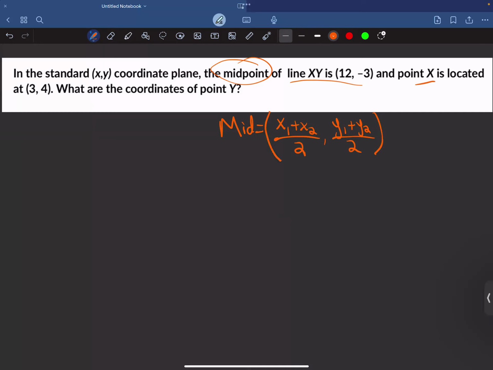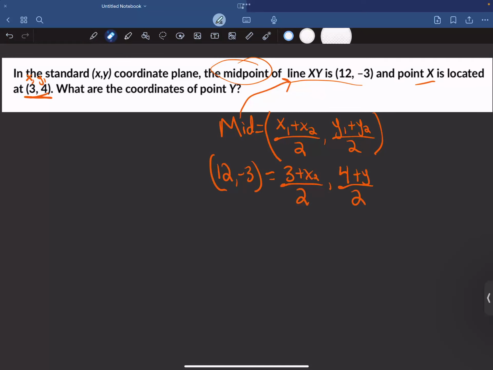Other than like a guess and check process here, I'm not given enough information to know what coordinates of point Y are. But with a little bit of work, I can figure it out. The midpoint is 12, -3. Well, that's this, right? This is midpoint. So I can write 12, -3 here. I also am given one coordinate. So let's say that this is x1 and y1. Let's go ahead and write 3 plus x2 over 2 and 4 plus y over 2. You don't have to write this subscript 2 here.